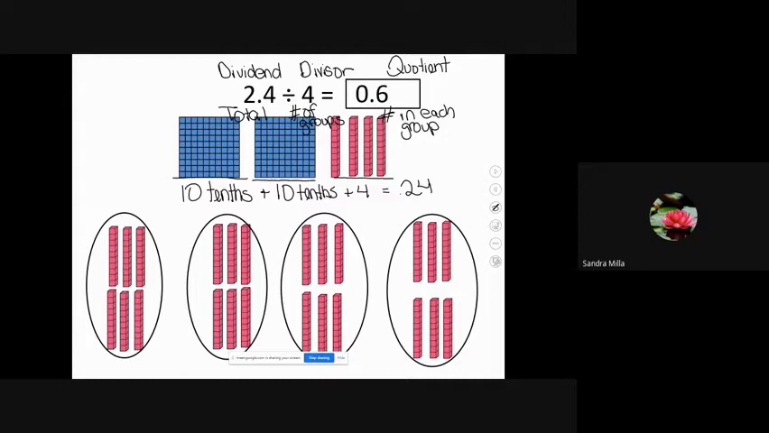Now 24 tenths can be separated into 4 groups, with 6 tenths going into each group. And remember that our quotient is going to be the amount in each group. So this right here, my 6 tenths, is my quotient.